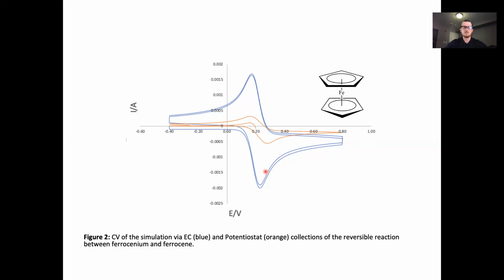Now, as you can see here, the blue is showing what we simulated on the biologic software, and the orange is our experimental data. The difference between these two, why we don't necessarily see them matching up, is due to the fact that the concentration of the simulation versus the concentration of the experimental data was different, which is why we see that huge gap being shown here between this maxima and this maxima.